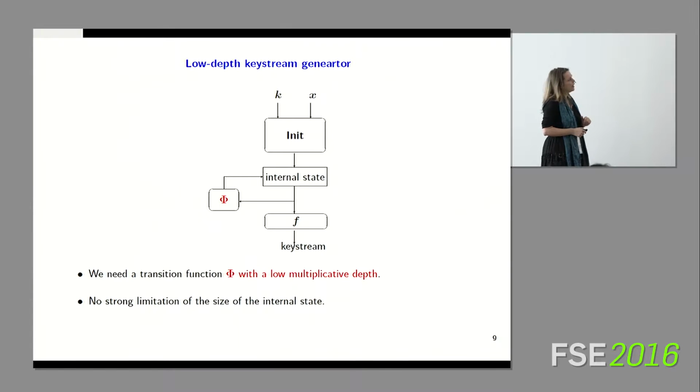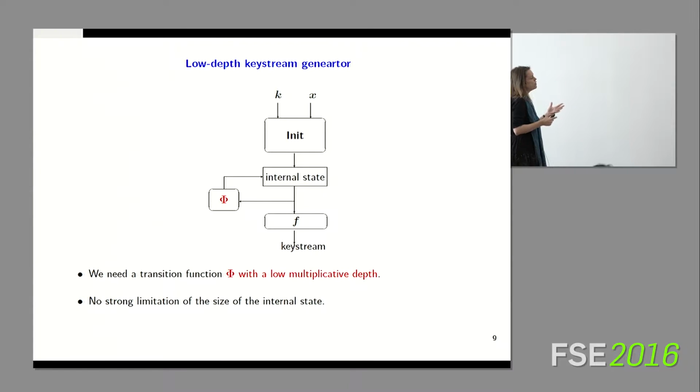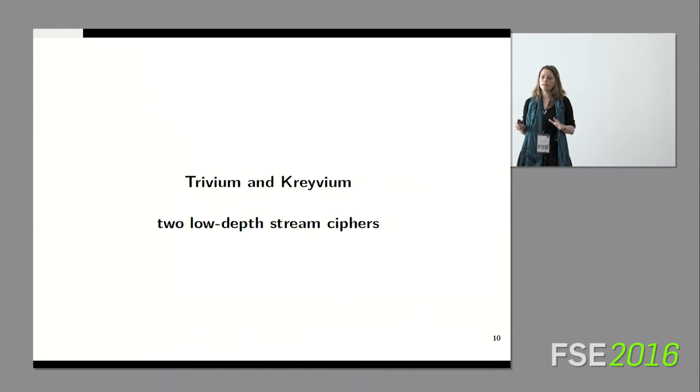And also, in the usual setting, we usually want to minimize the size of internal states, because storing this internal state costs some gates, while here this is not important. So this is a setting which is a bit different, and so this means that really our main constraint is to minimize the multiplicative depth of this transition function. So once all these constraints have been identified, then it appears in a quite natural way that a very good candidate for this stream cipher is the stream cipher Trivium.